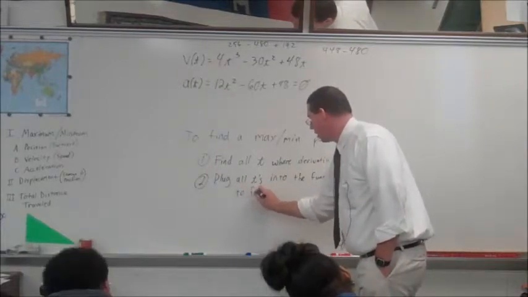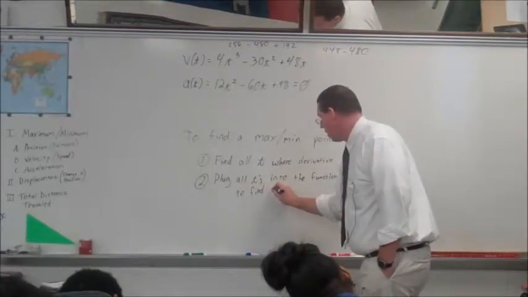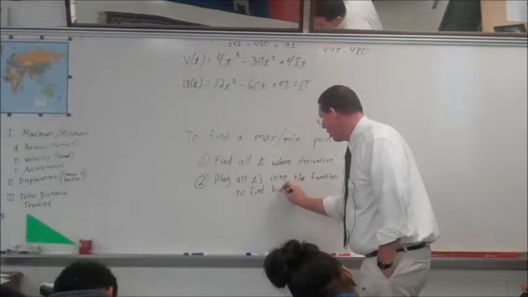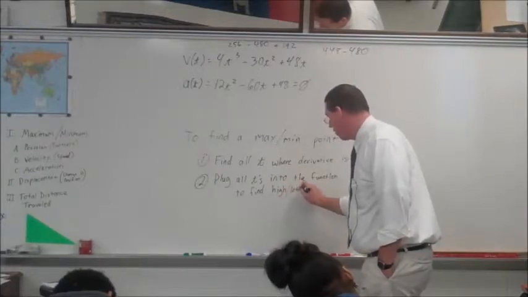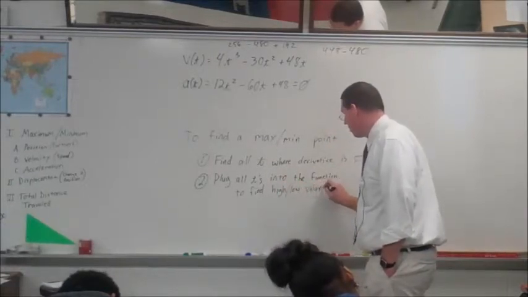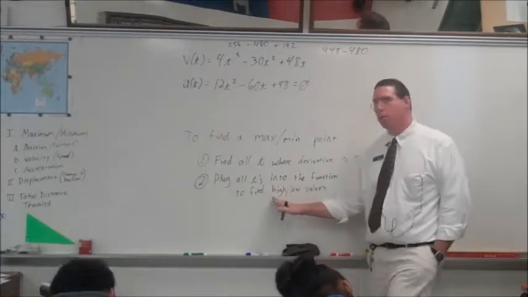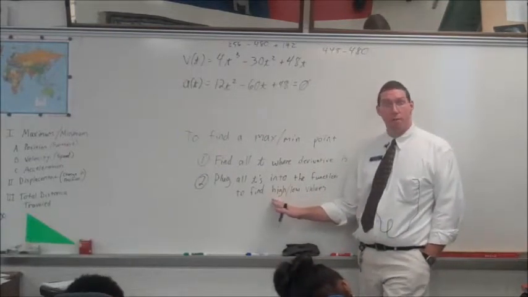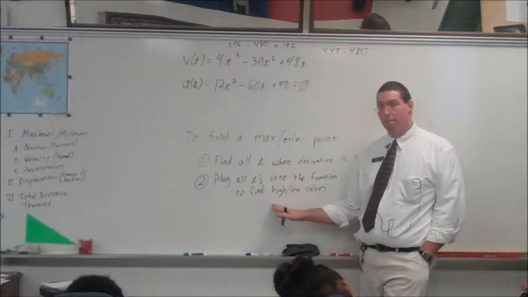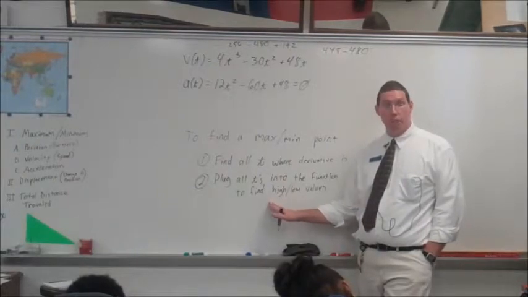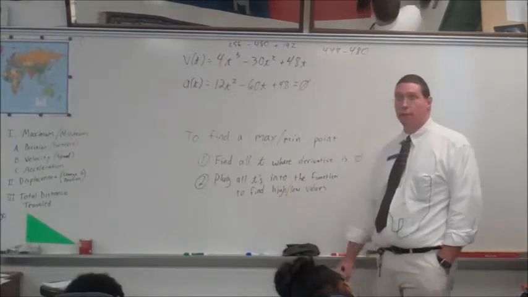To find the high and low values: let's say there's 17 different zeros. You'll find 17 different values maybe. Whatever the highest one is is your maximum. Whatever the lowest one is, that's your minimum.